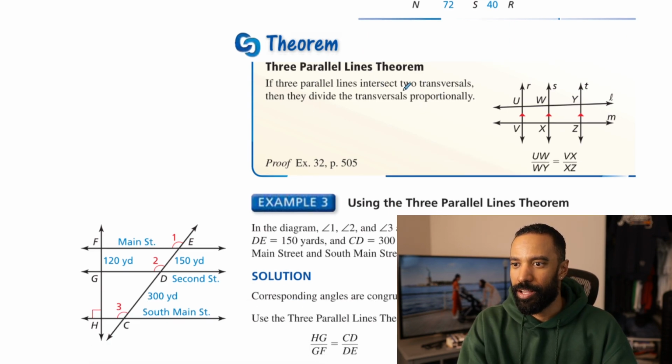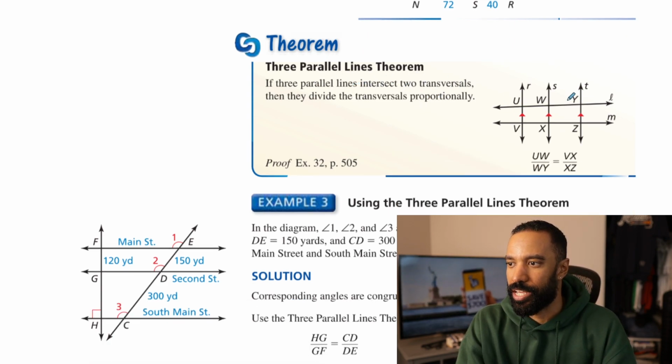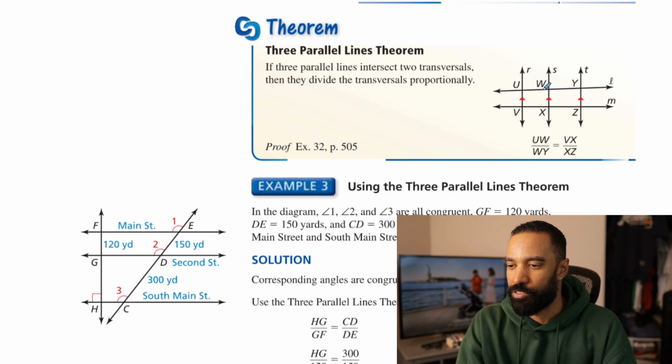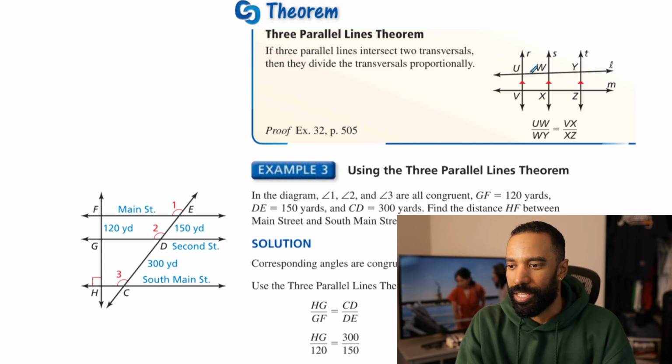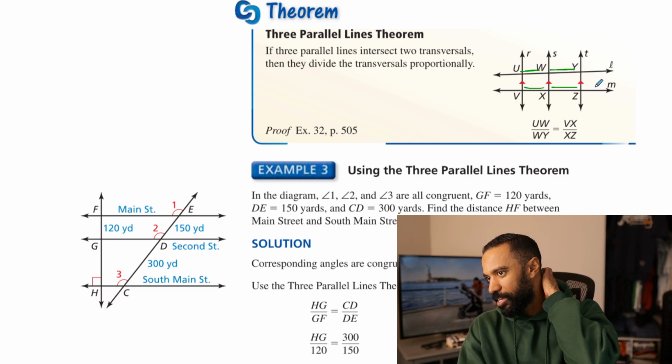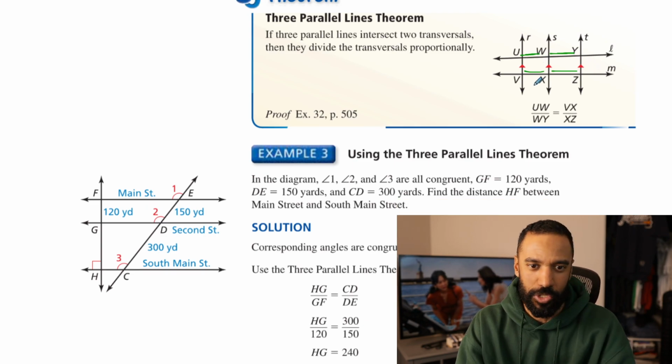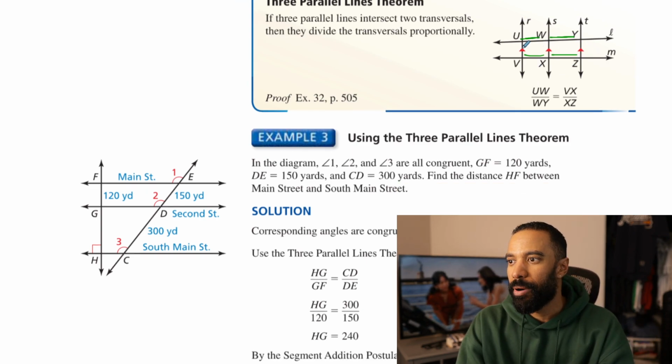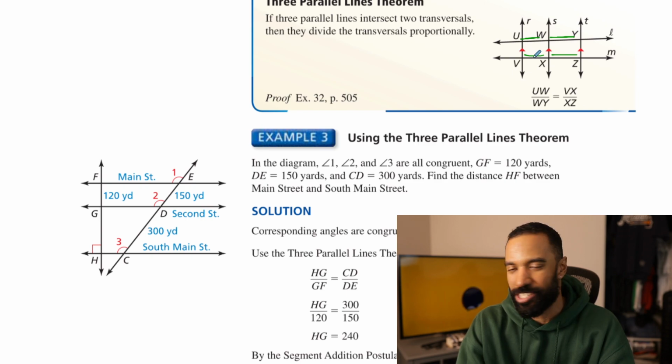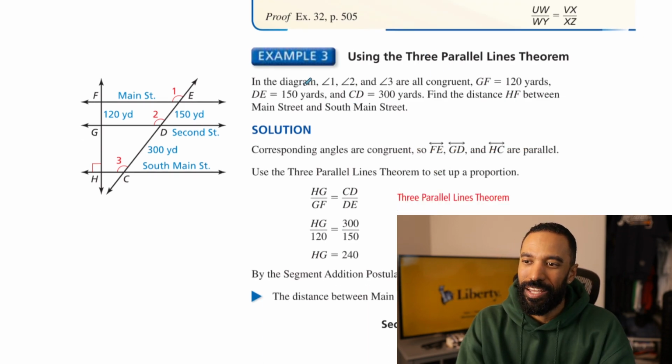Okay, the three parallel lines theorem. If three parallel lines intersect two transversals, so lines parallel, two transversals, then they divide transversals proportionally. I would call this side splitter theorem, but basically UW over WY equals VX over XZ. So a triangle could basically be split up by multiple parallel lines as well. It's something they may eventually do. But it's the same kind of thing in that side splitter theorem kind of way.